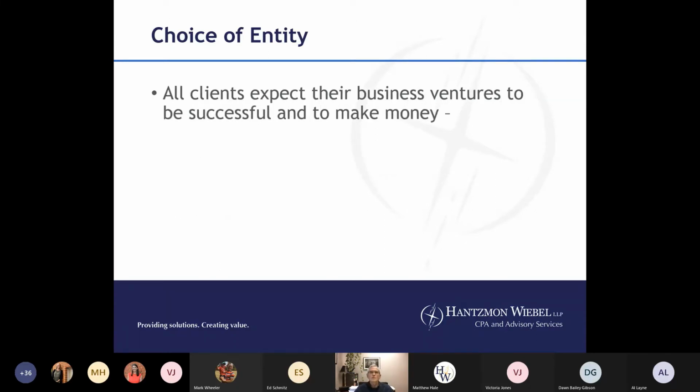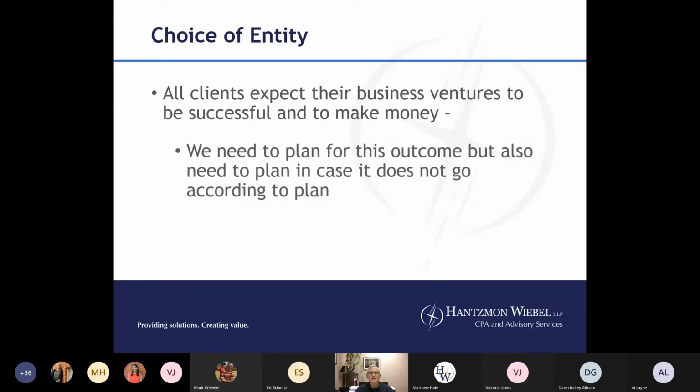So we start with the premise that all clients expect a business venture to make money and to be successful, or one would argue that they wouldn't go into it. But if we're doing responsible planning, what happens if the outcome doesn't go exactly according to plan? And then also the flexibility as circumstances change, because clearly none of us have a crystal ball. If I started a restaurant in November of 2019, pre-COVID, what happened to it was entirely different from what they would have predicted and what their business plan was. So we have to plan on the predicted outcome, but we also have to plan, in some of the choice of entity, for what if it doesn't go according to plan.